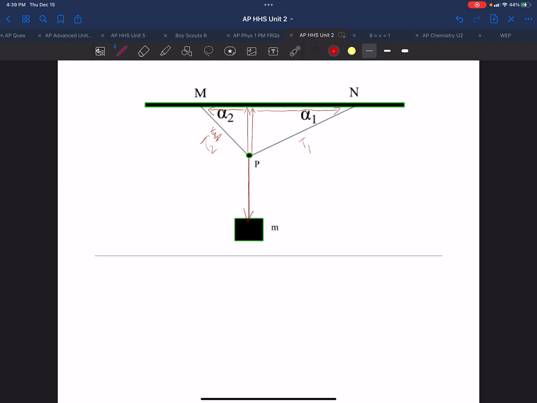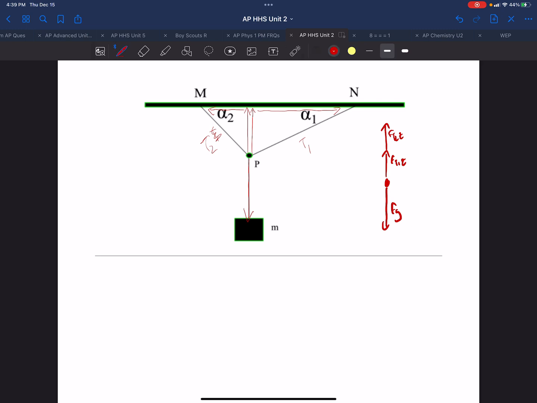So pulling this out and drawing it, we've got the force of gravity, and we have Ft1z and Ft2z. You see, this body is not accelerating vertically, so the vertical forces, these two, must balance this. So Ft2z plus Ft1z must equal Fg.